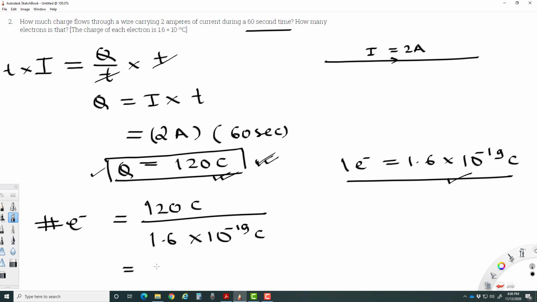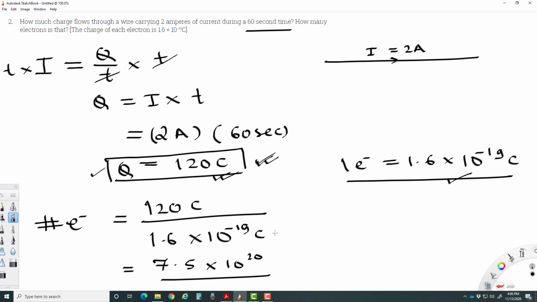Okay, so when I do that math, 120 divided by 1.6 times 10 to negative 19, that gives me 7.5 times 10 to the 20th electrons. Okay, that's the number of electrons.